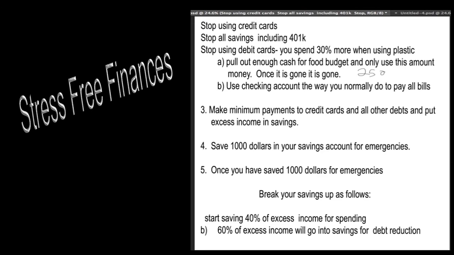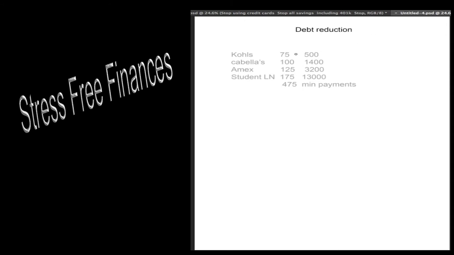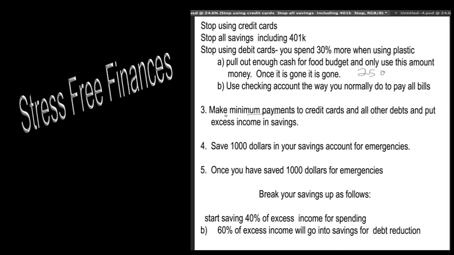Now, after you take that out, you want to make minimum payments. I realize, just follow me here for a second, but you want to make minimum payments to all your credit cards. So when we take a look at this, their credit cards, they had Kohl's with a $500 balance, but the minimum is $75. I want you only to calculate what your minimum payment is, not how much you send, but how much the actual minimum payment is. We see that theirs is $475. Okay, so that is the next thing we do.